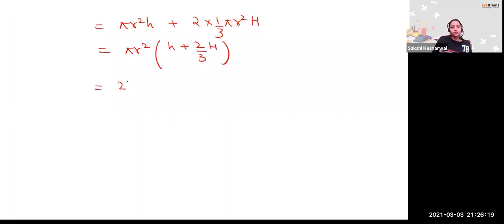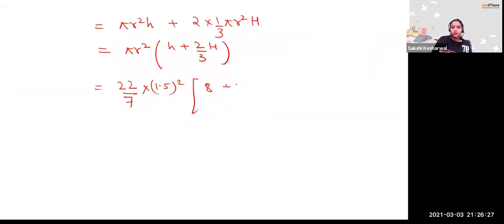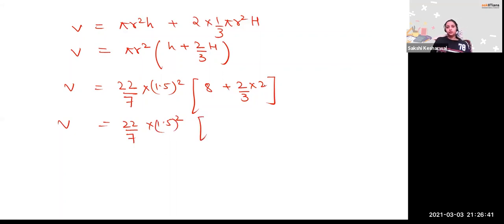Now it is 22 by 7 into r square, r is 1.5 whole square, into h. This h is 8, plus 2 by 3 into 2. So this is equal to 22 by 7 into 1.5 square into, this is 4 by 3 plus 8, which will be 28 by 3, yes or no? This is equal to 28 by 3.